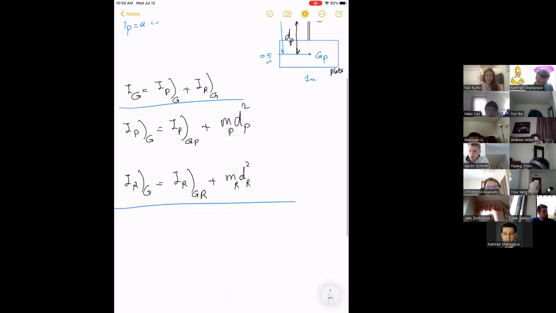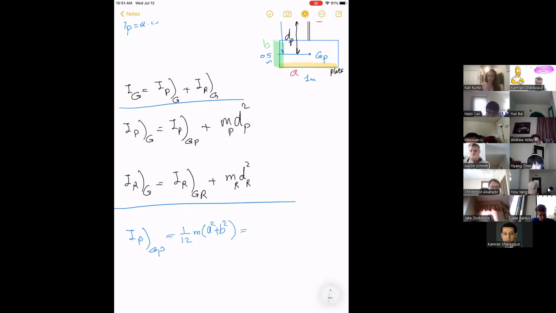Okay. Now, I of plate about its own G. If you go to the back of the book, and I hope you all have your textbook with you, I'm just going to write it down. I about center of mass for the plate is going to be 1/12 m times a squared plus b squared, where this is a, this is a, and this is b. One side is a, it doesn't matter which one is a or b because it's symmetric.